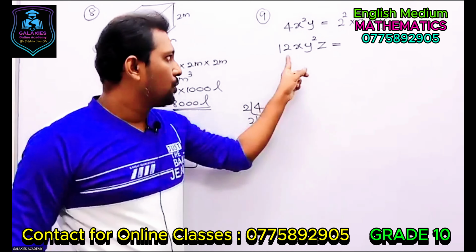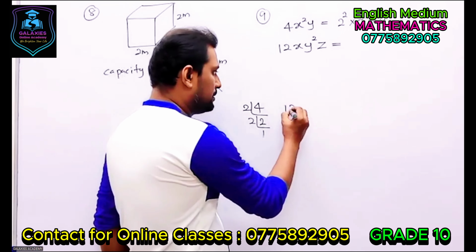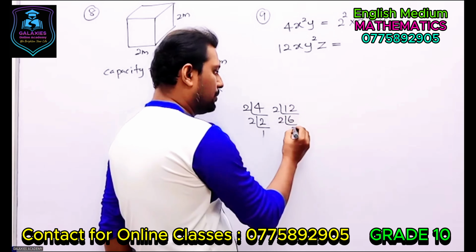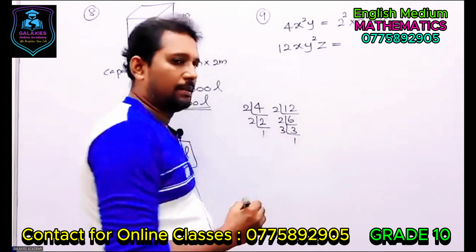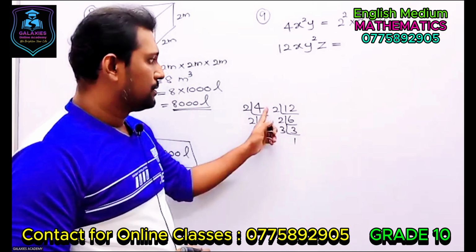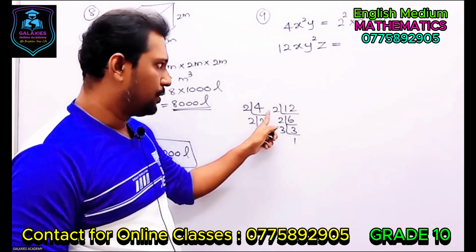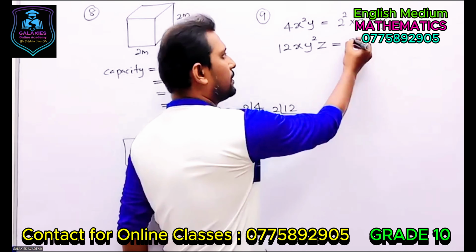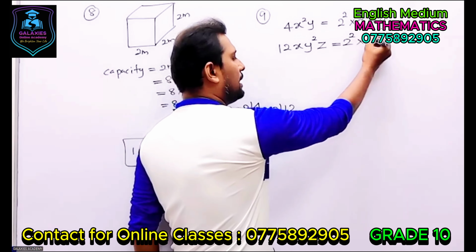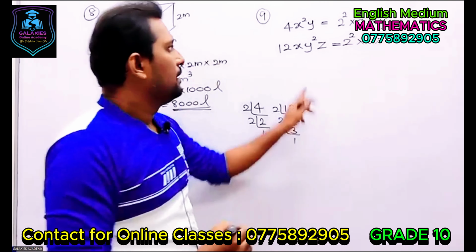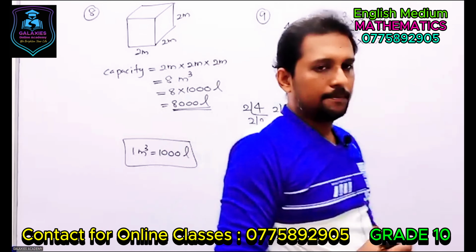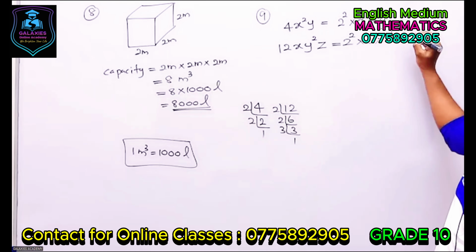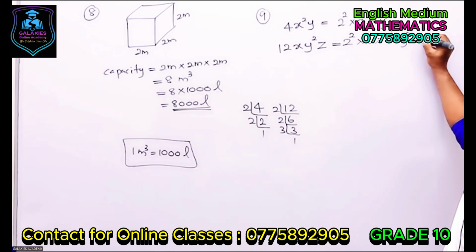Right? Then how can you write 12? 12 we can divide by 2. 6. 6 divided by 2, 3. 3 divided by 3, 1. So 12 we can write 2 multiply 2 multiply 3. That means 2 to the power 2 multiply 3 to the power 1. Then x means x to the power 1. y to the power 2. z to the power 1.